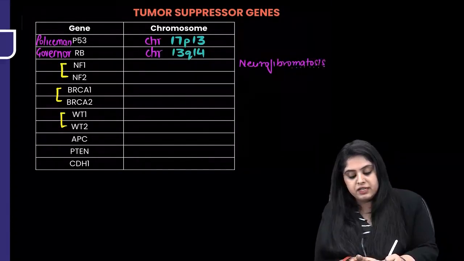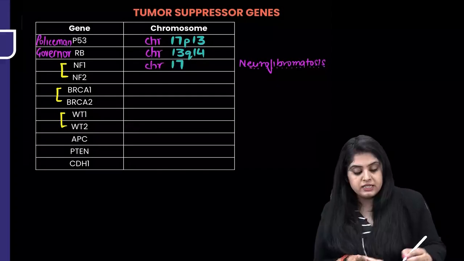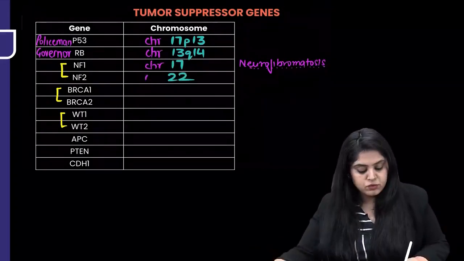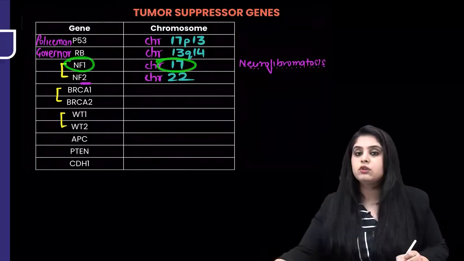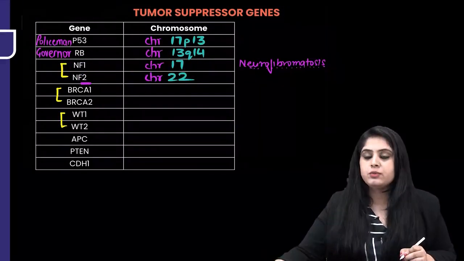Some really Vela person in life sat and counted it. It has 17 alphabets. Chromosome 17 is NF1 and NF2 is 22. NF2 is going to be 22. So repeating, NF1 is going to be chromosome 17 and NF2 is going to be 22.